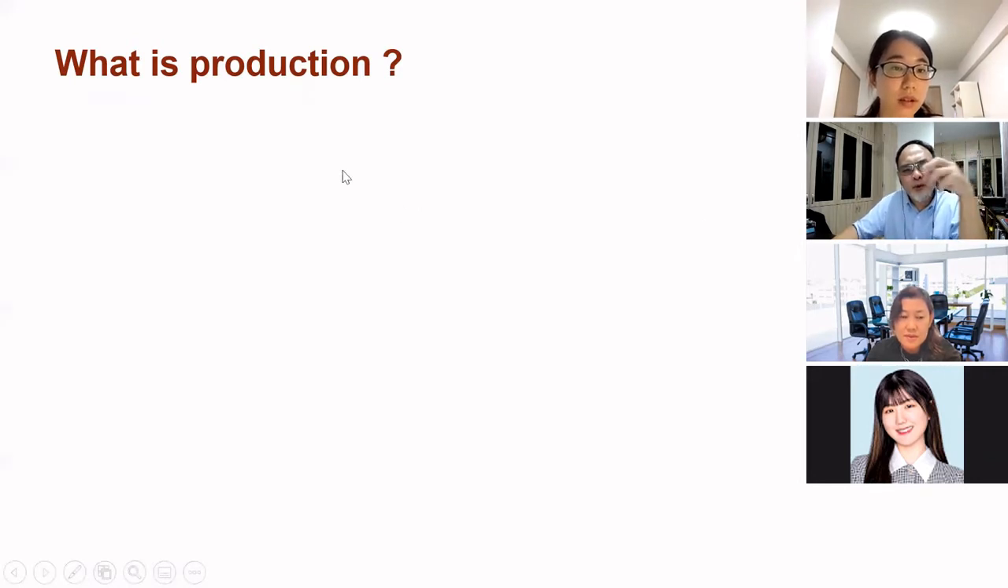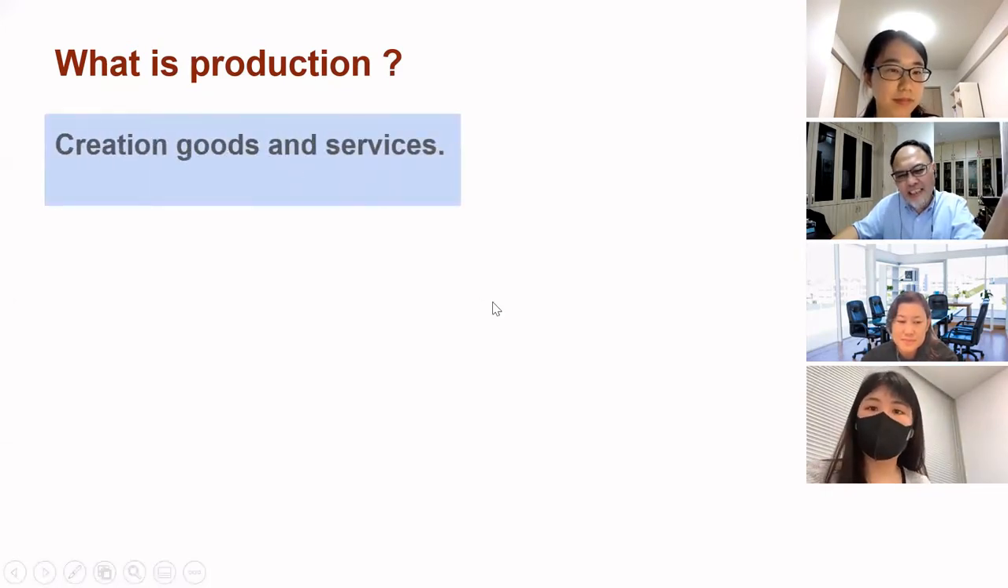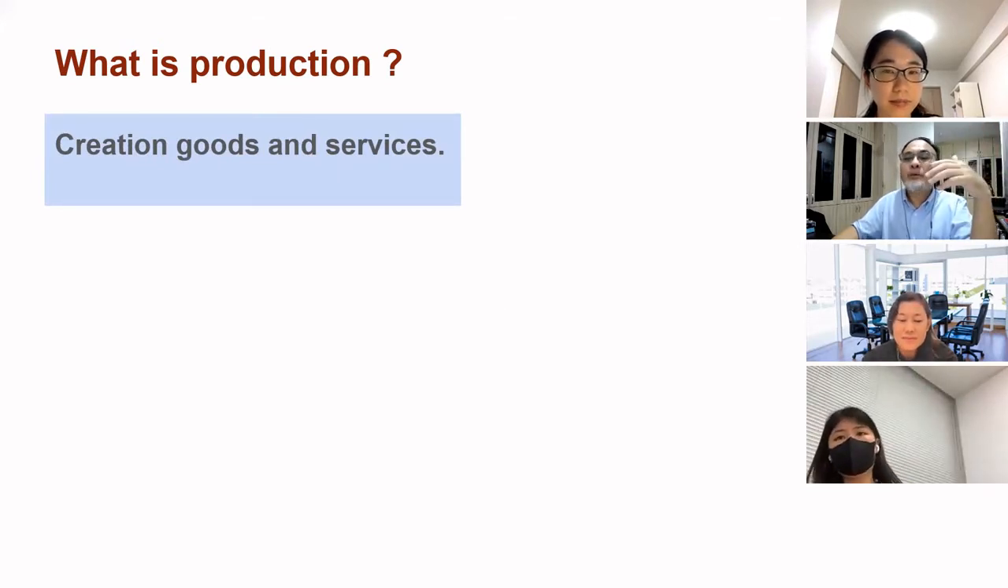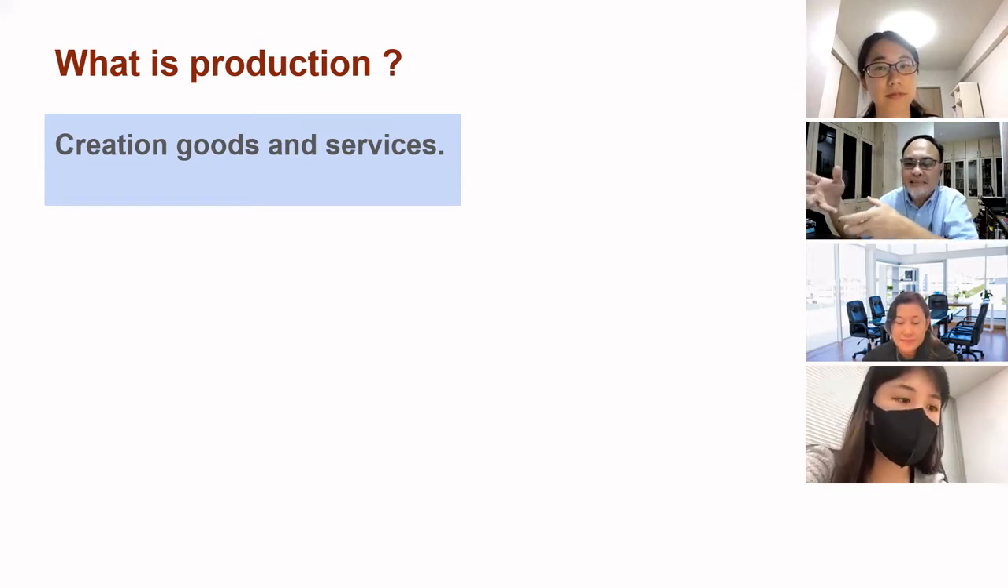But before we go into the detail about operations, let's talk about production. So what is production? What is seisan? Monozukuri. So you make mono. But in English, we say creation of goods and services. So we cannot run away from the fact that services are also being produced. You produce a service, you make the service.